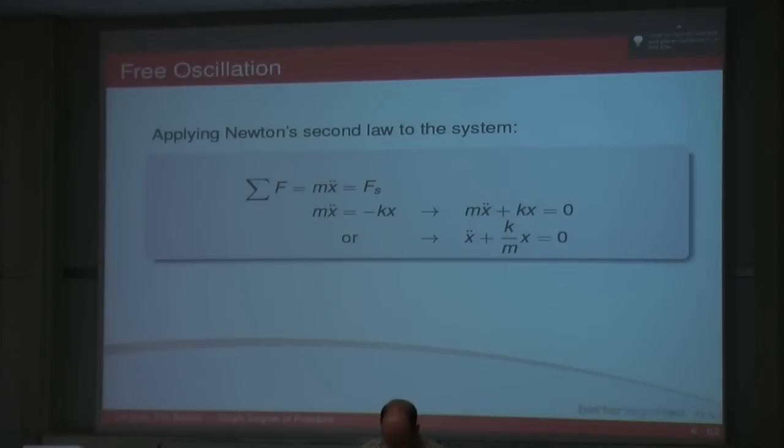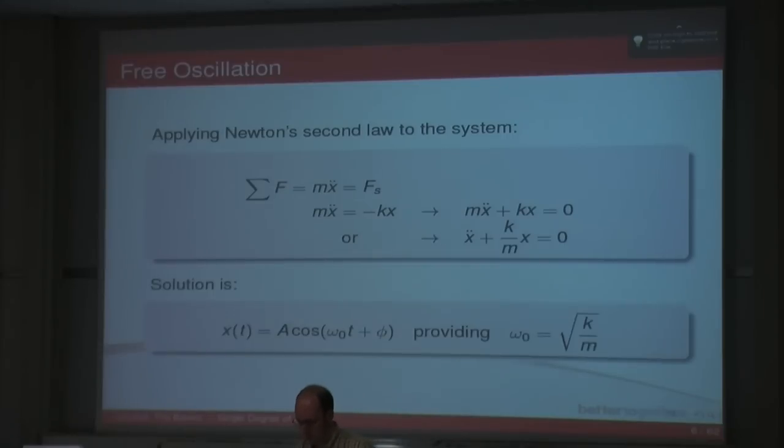So how do we go about solving this differential equation? Well, one way to solve differential equations is to apply trial functions. And we can use our intuition here because we know that a simple, free, undamped system is going to vibrate in an oscillatory manner. It's going to oscillate with the sinusoid as a function. And we know, therefore, that the solution is this, which is what we had before, providing that omega naught is root k upon m.